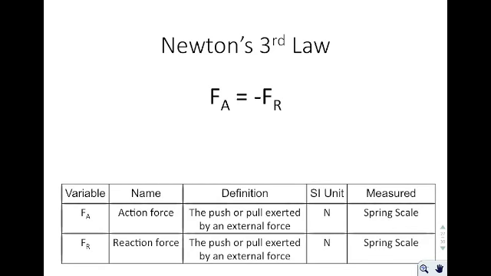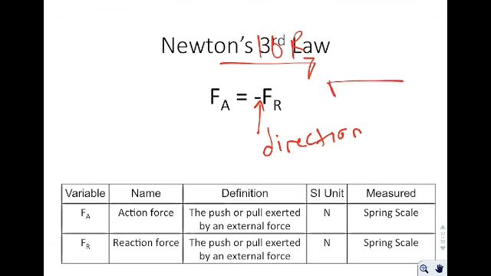In this case, you have the equation F_A equals minus F_R. Remember, the minus just indicates direction. So it's just saying, if I push you with 10 to the right, you're going to push me back with 10 to the left. So you have the action force and the reaction force.